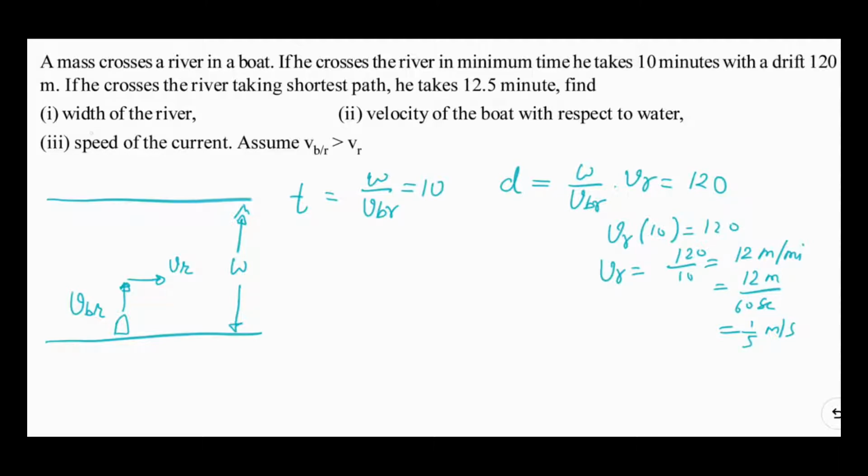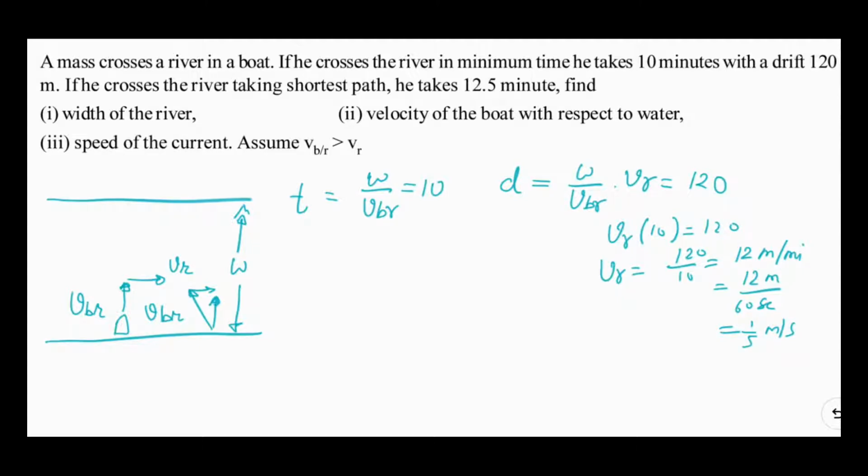Now I need to also find the width of the river. The velocity of river current is already known to me. Let's go toward the second condition. If he crosses the river taking the shortest path, he takes 12.5 minutes. So to cross the river in the shortest path, the time is given to us. And the velocity of boat with respect to river should be in such a direction such that the net velocity is going to be in y direction only, perpendicular to the banks only.